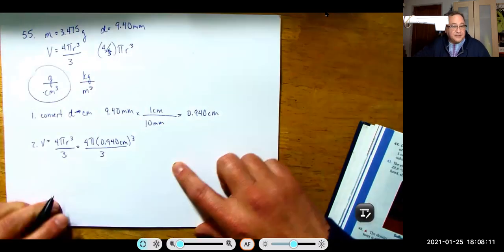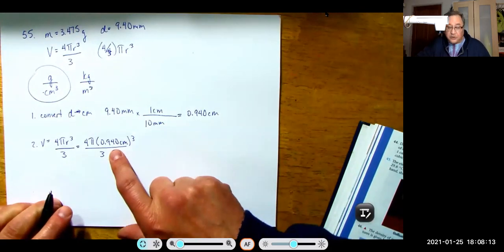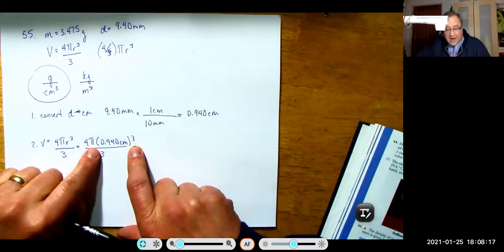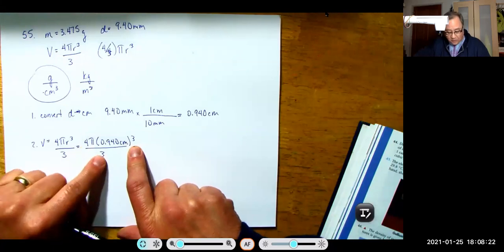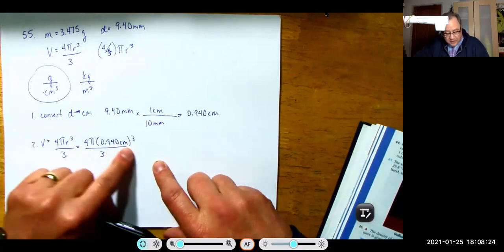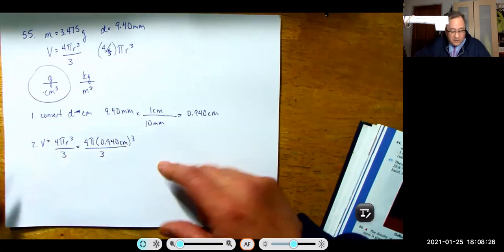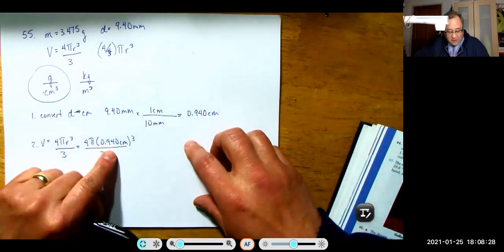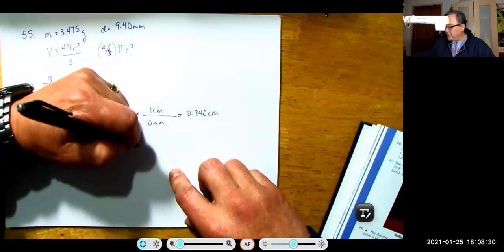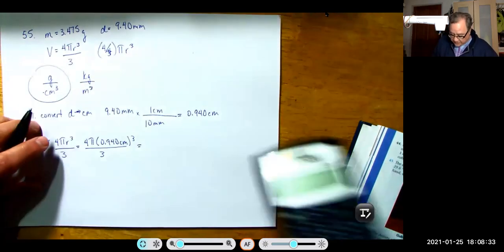And we can estimate this answer. This number here is really close to 1. So 1 cubed is 1. 1 times pi is 3. 3 times 4 is 12. 12 divided by 3 is 4. So the answer should be close to 4, maybe a little under, I imagine, because this times this is not 1. So when I plug this into my calculator, let's see what we get.